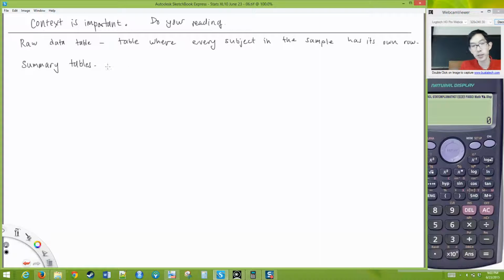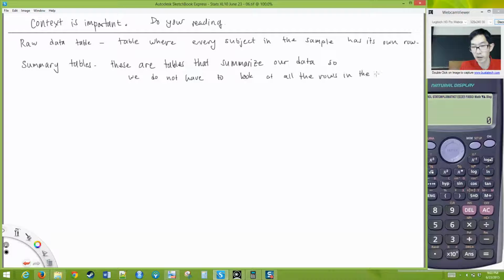Okay? And so one summary table is known as a frequency table. Okay? So the summary tables allow us, these are tables that summarize our data so we do not have to look at every single row in the raw data table. All the rows in the raw table. Okay?